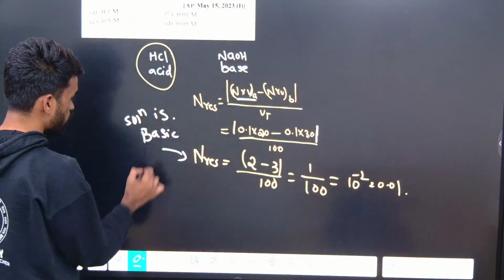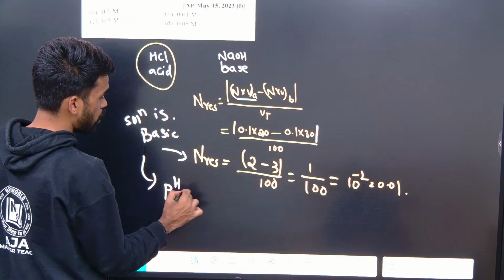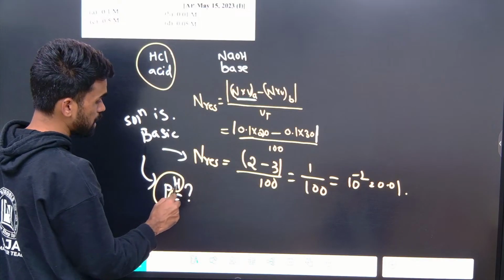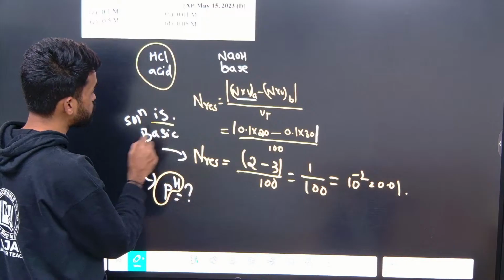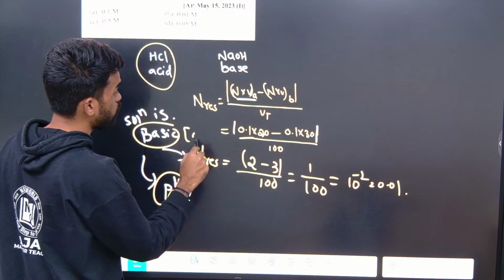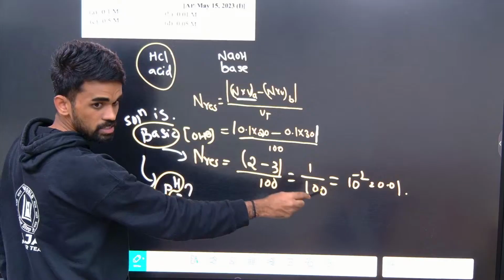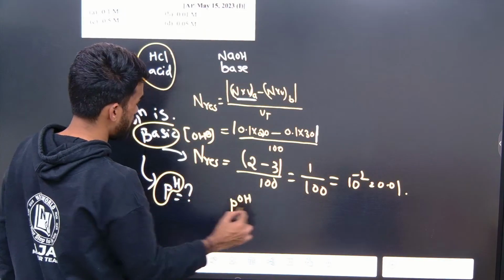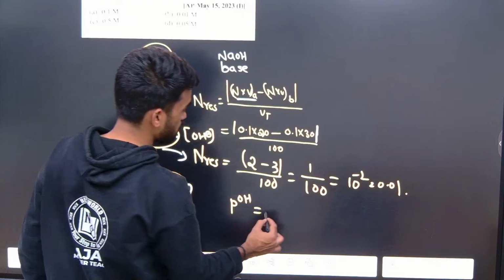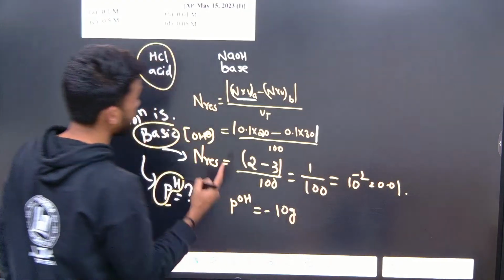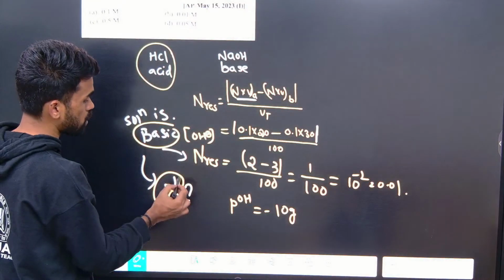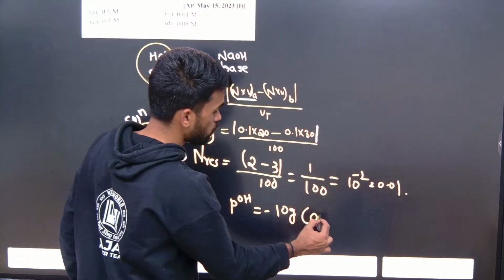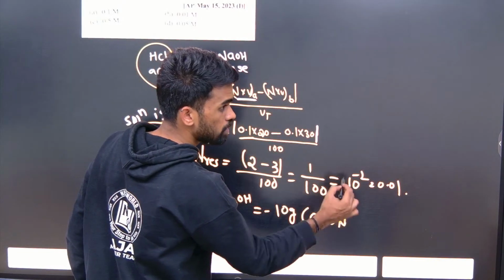Now if they ask for pH, how are you going to do this? Actually, pH means minus log concentration of H plus. This is basic now, so this is the concentration of OH minus ions. So you should find POH first, not pH. When I say pH you say minus log concentration of H plus. If I say POH you should say minus log concentration of OH minus. That should be in normalities.